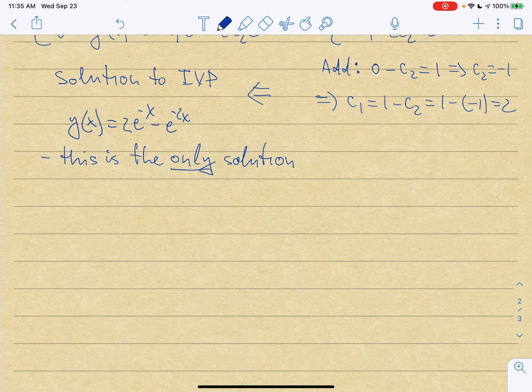There are no other solutions. All right, so this is what we have. Maybe let's try to do another example. And another example is going to be this. Let's look at the equation like this.